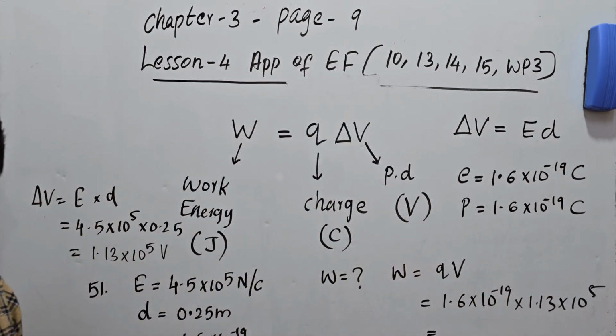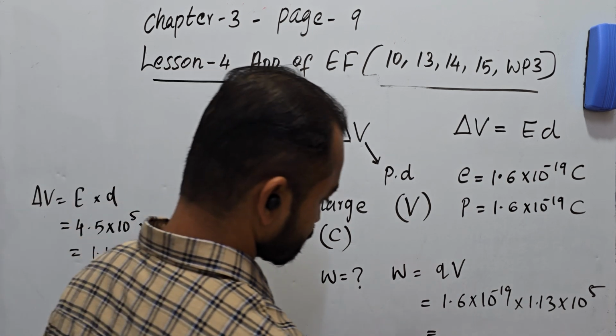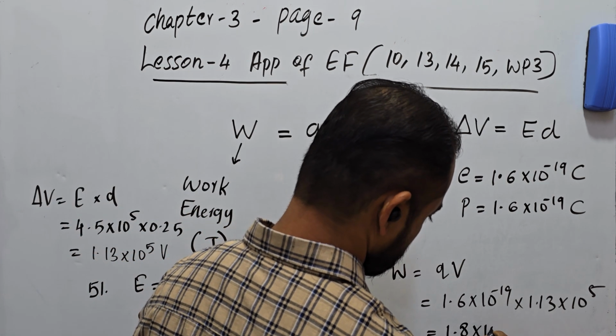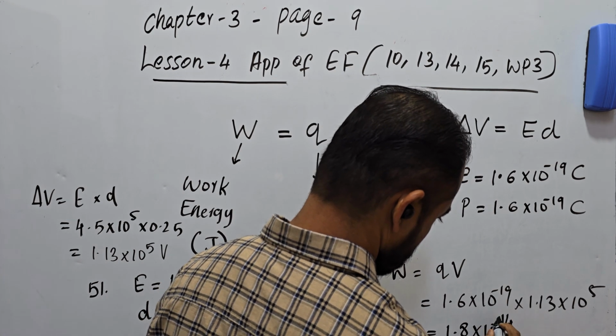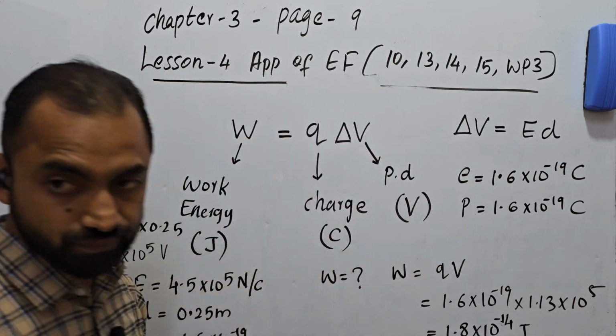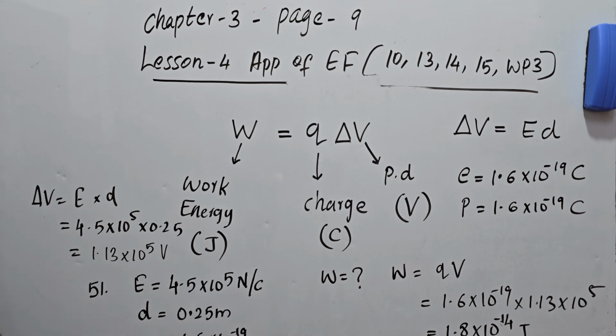So the answer will be multiplied 1.6 times 10 to the power minus 19. Yeah, 1.8 times 10 to the power negative 14. Okay. The next question, 52, Ahmed can explain.